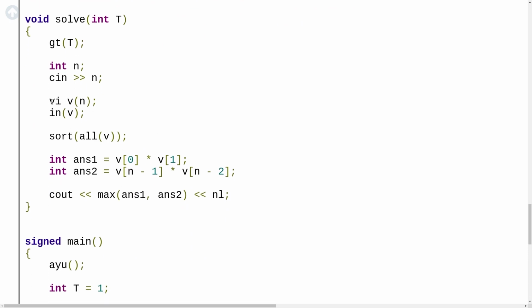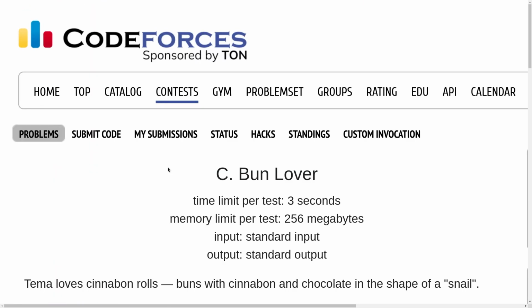Now what I have done is I have taken a vector of size n, and I have taken input in it, and I sort the vector. I initialize my answer 1 with v of 0 into v of 1, and my answer 2 with v of n minus 1 into v of n minus 2, right? And I can just print the maximum of answer 1 comma answer 2. So this would be the solution of the second problem. Now let us move on to the third problem.